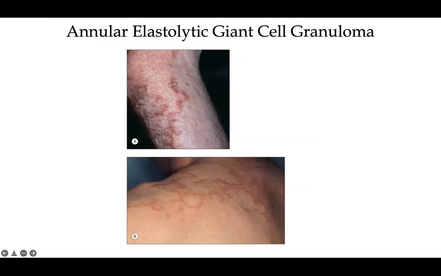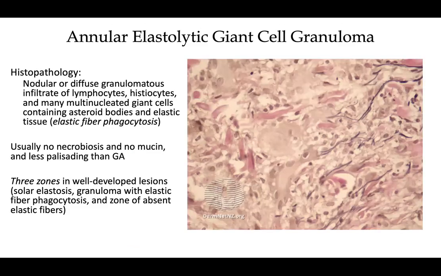Moving on to an entity called annular elastolytic giant cell granuloma. So in sun-exposed areas, you have these annular plaques, oftentimes on the back, the upper shoulders, as shown in the bottom panel. On pathology, you'll see a nodular diffuse granulomatous infiltration of lymphocytes, histiocytes, and many multinucleated giant cells containing asteroid bodies and elastic tissue. And that's known as elastic fiber phagocytosis.